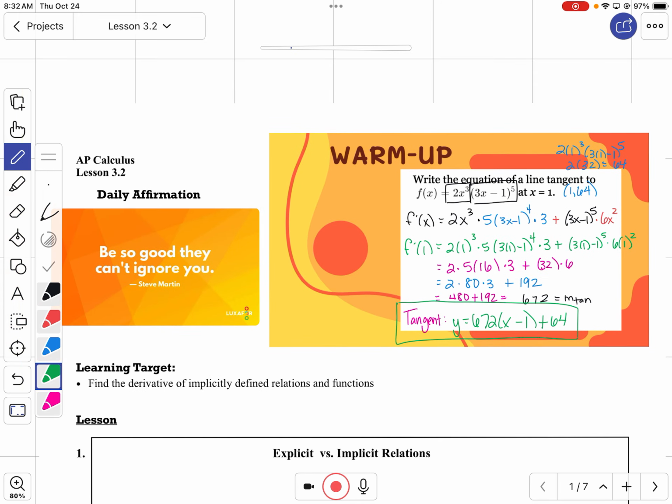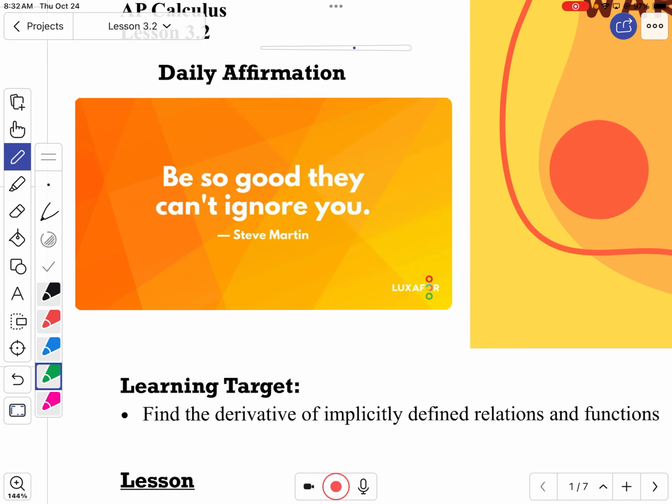All right, let's look at your affirmation for today. Be so good they can't ignore you. There you go. Y'all can do it.